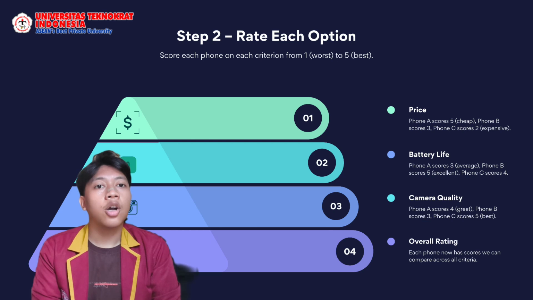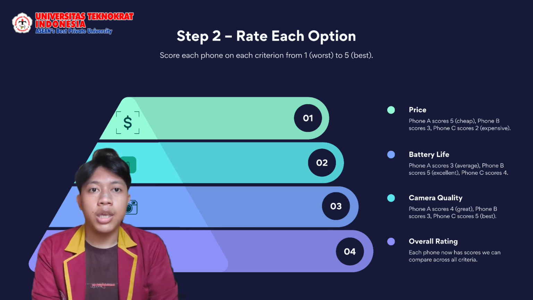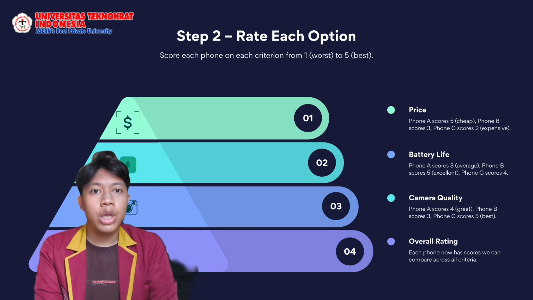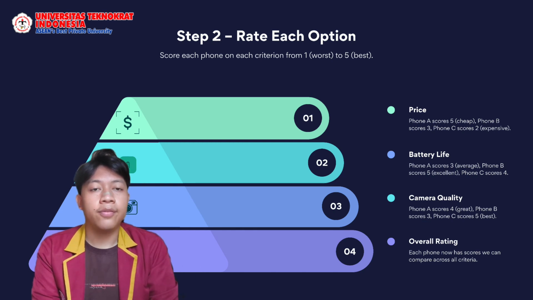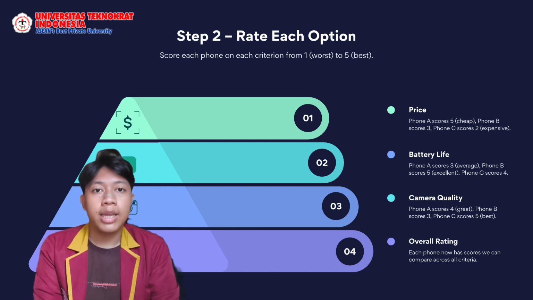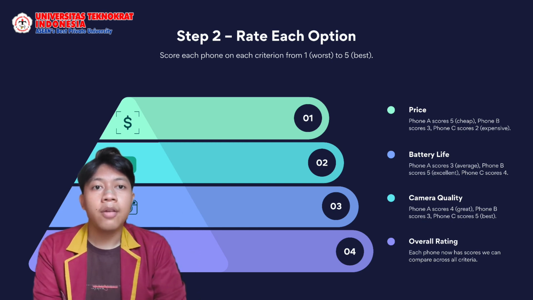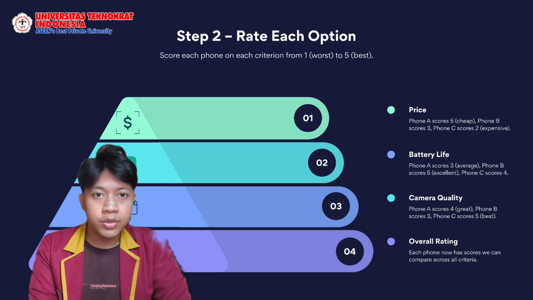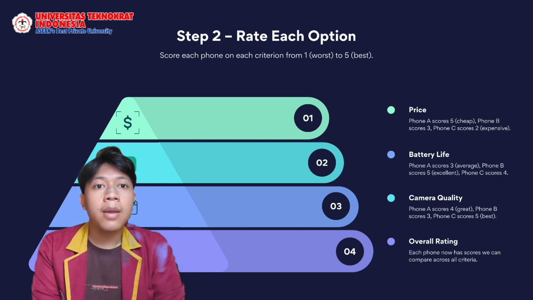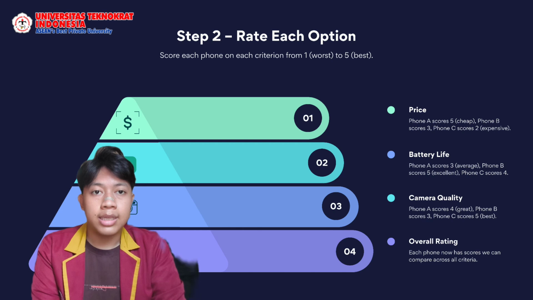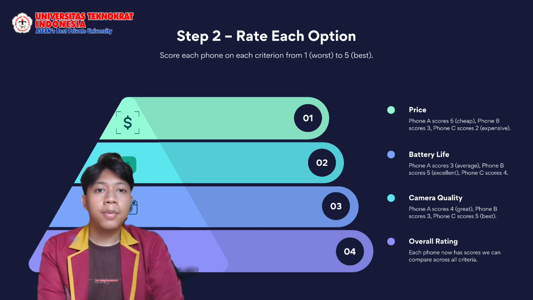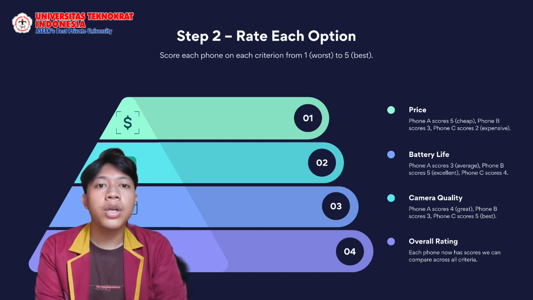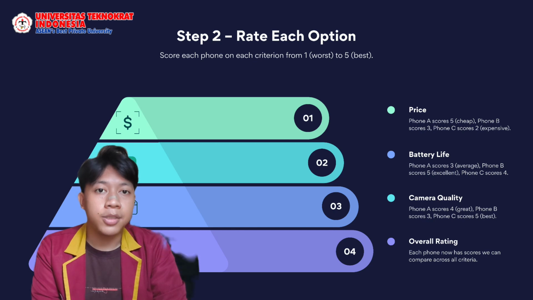After listing the options and criteria, we give a score to each smartphone. For example, we use a score from 1 to 5, where 1 means poor and 5 means excellent. Phone A may have a good price score. Phone B may have the best battery life, and phone C may have the best camera quality. By giving ratings, we can compare all options more easily and objectively.